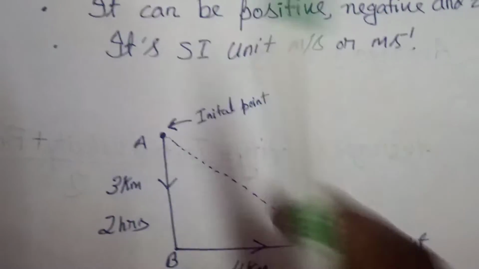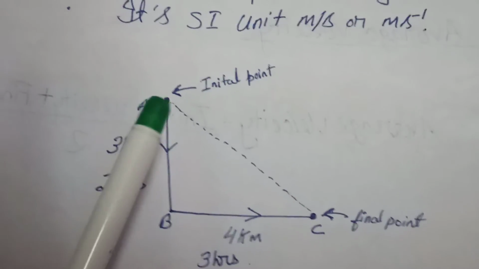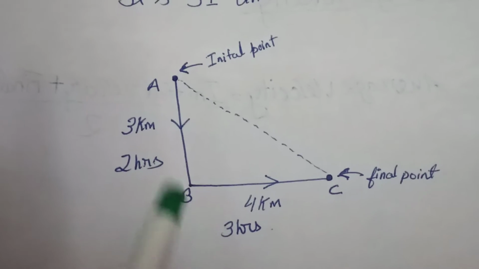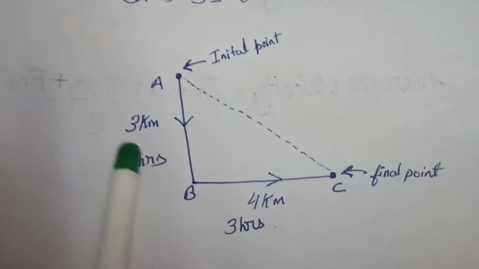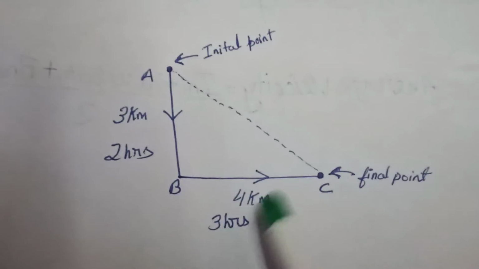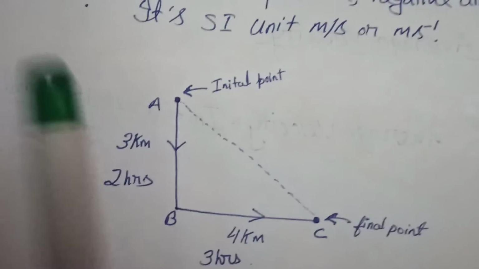Here you can see point A, point B, point C. If a person travels from point A to B, covering 3 kilometer distance in 2 hours time, after that again moves from B to C, covering 4 kilometer distance, taking 3 hours time, then the question is to find the velocity.